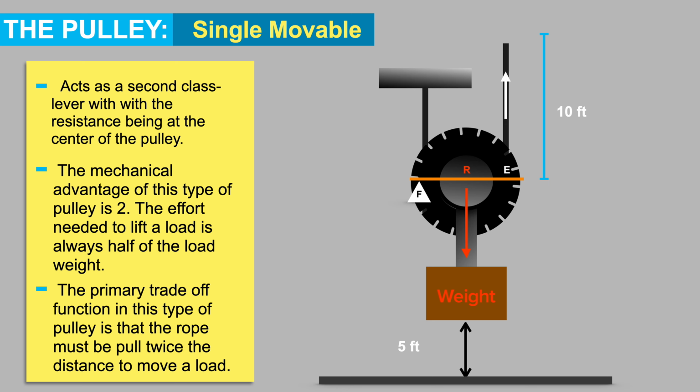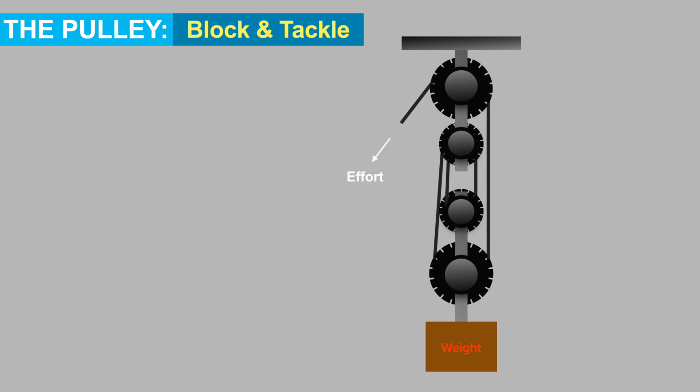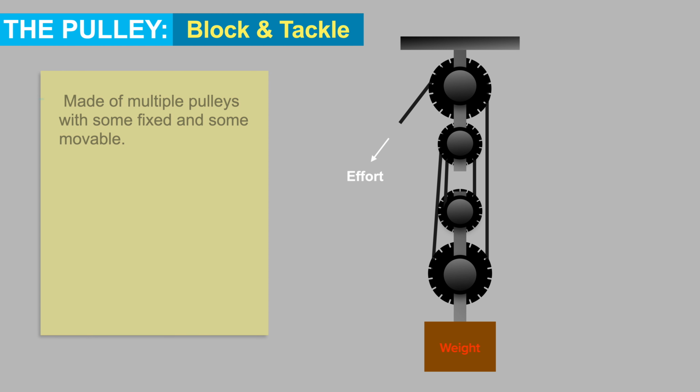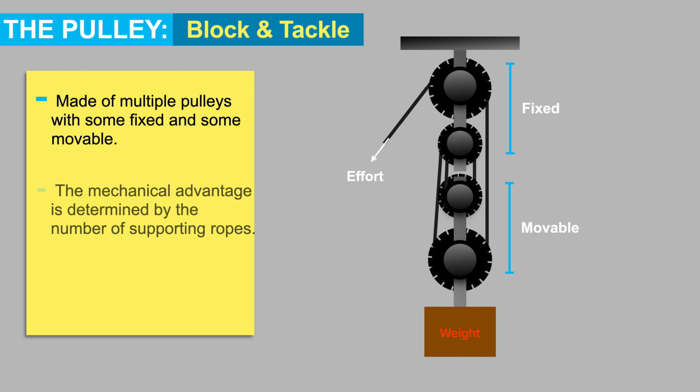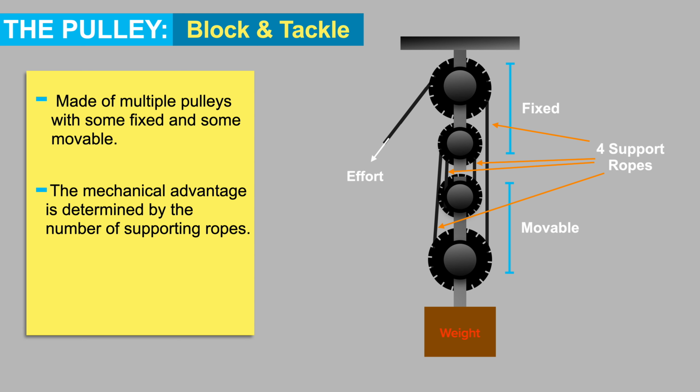The last type of pulley we'll talk about is the block and tackle pulley system. This type of pulley is made of multiple pulleys. It is a combination of both a fixed pulley and a movable pulley. In this example, the top 2 pulleys are fixed and the bottom 2 are movable. The mechanical advantage is determined by the number of supporting ropes. In this example, the system has 4 ropes, so therefore the mechanical advantage will be 4. A 600-pound load will only require 150-pound effort because 600 divided by 4 is 150.